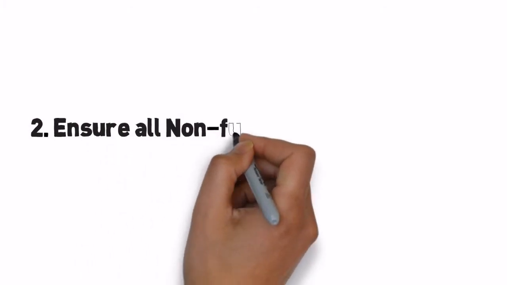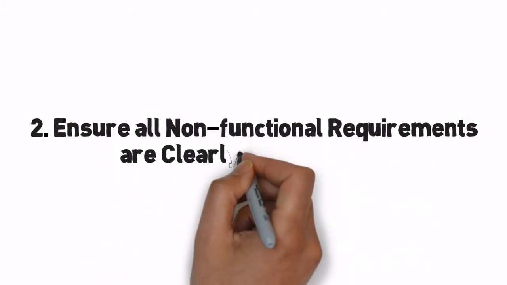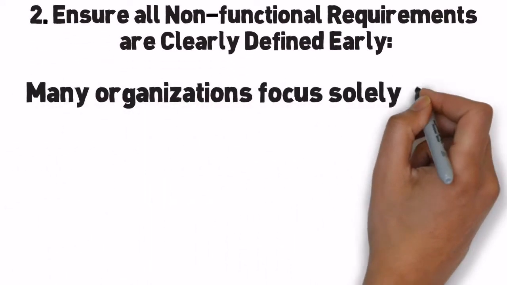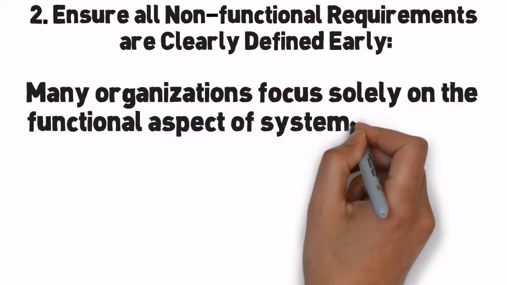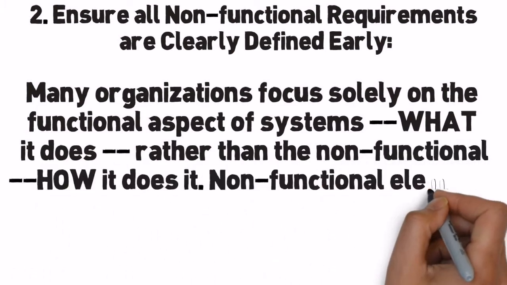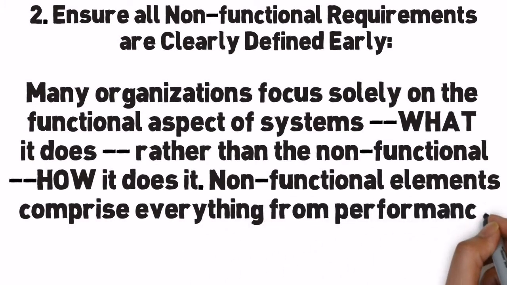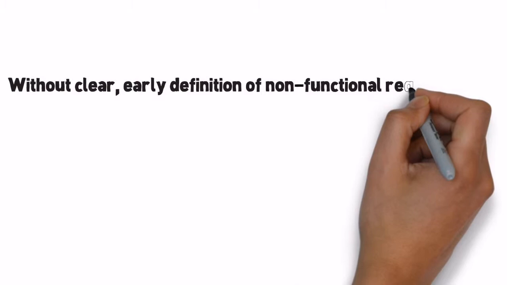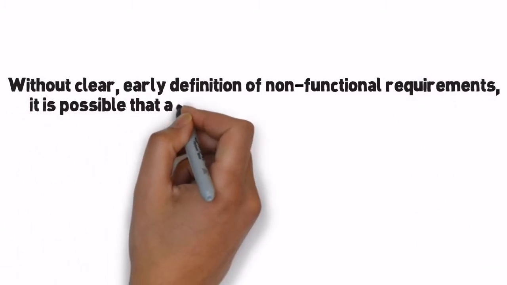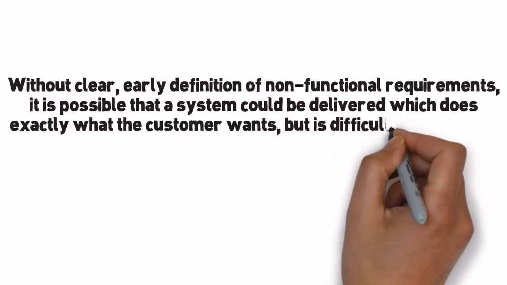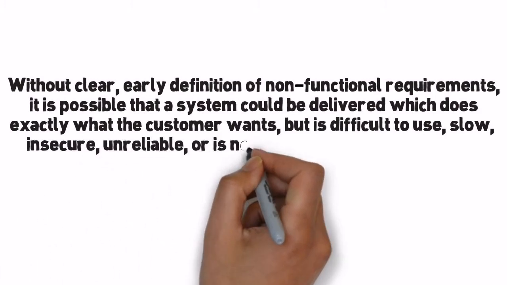2. Ensure all non-functional requirements are clearly defined early. Many organizations focus solely on the functional aspect of systems - what it does, rather than the non-functional - how it does it. Non-functional elements comprise everything from performance to security to usability. Without clear, early definition of non-functional requirements, it is possible that a system could be delivered which does exactly what the customer wants, but is difficult to use, slow, insecure, unreliable, or is not scalable.